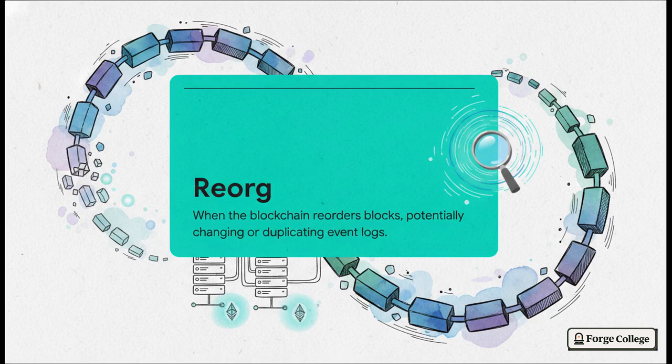We absolutely must prepare for the messy, chaotic reality of the blockchain, where blocks can literally shift right under our feet. This shifting is called a chain reorganization, or a reorg for short. It happens when the network resolves a temporary fork, basically dropping a few recent blocks and replacing them with a heavier, longer chain. When this happens, an event that was previously confirmed might be pushed into a totally different block or even broadcasted to you again.